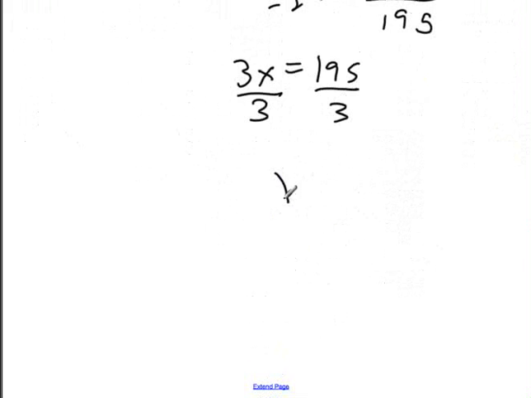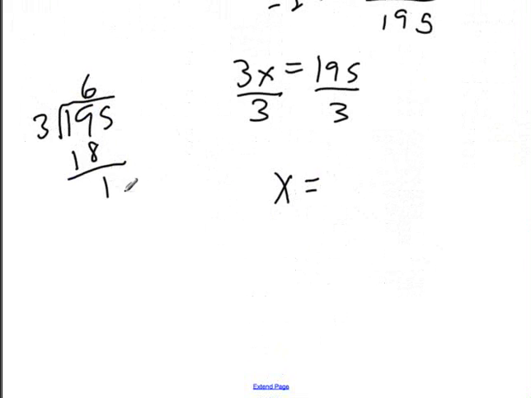And since we don't have a calculator, we're going to have to do it the long way. So 195 divided by 3. So 3 goes into 19 6 times. So 6 times 3, we get a remainder of 1. Bring down the 5. 3 goes into 15 5 times. And that goes in exactly. So it's going to be, we get a 65.